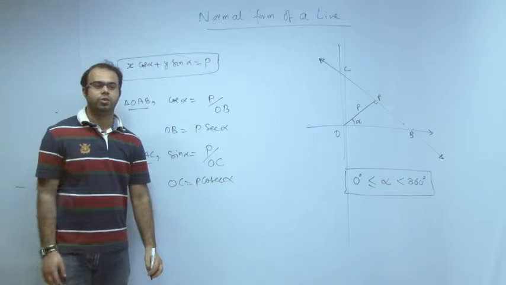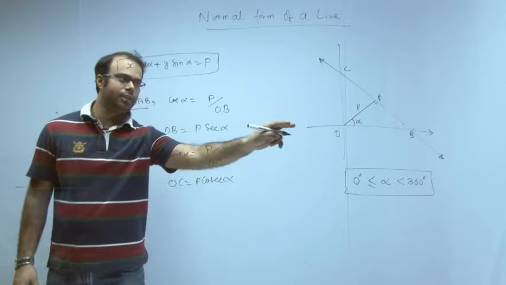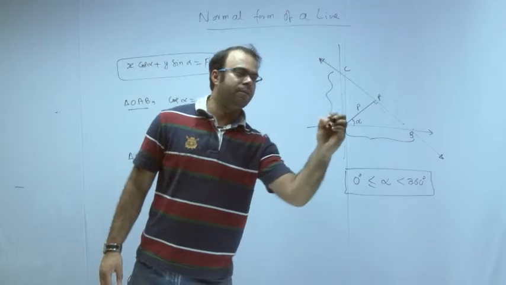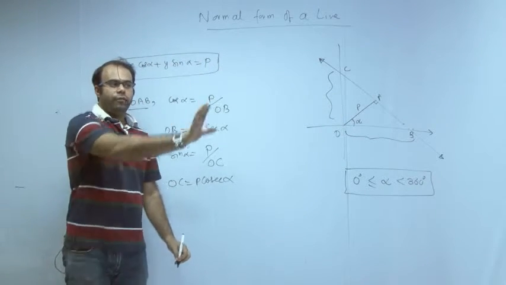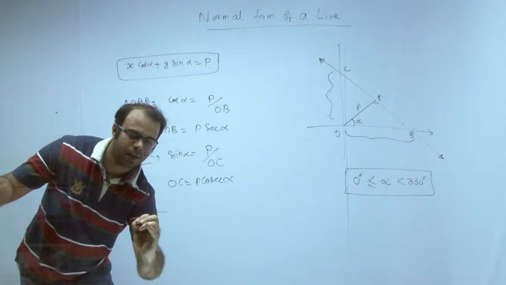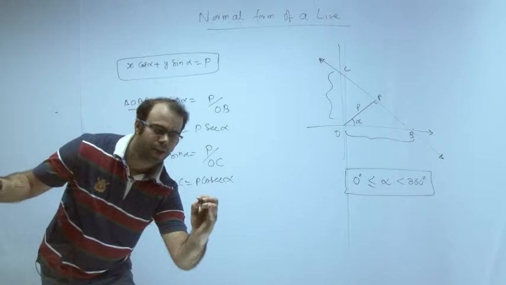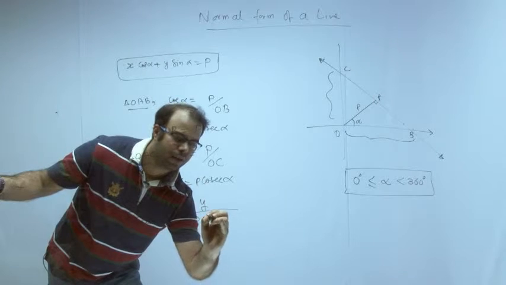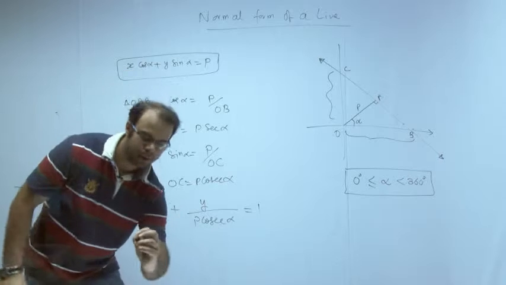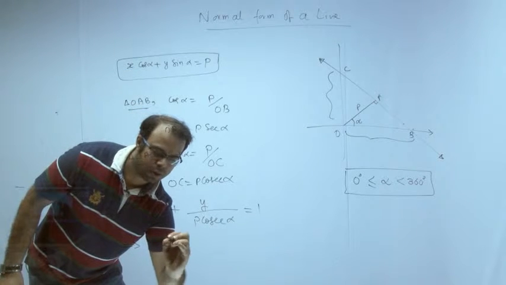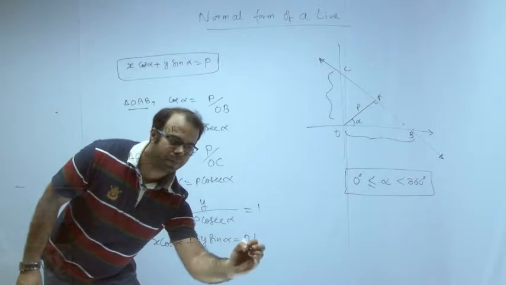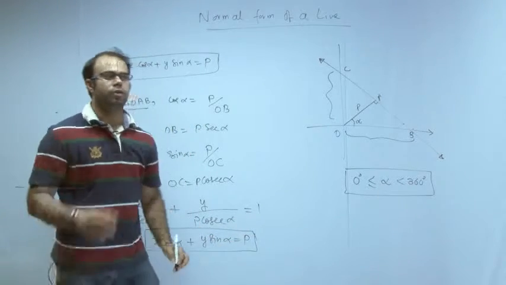This is OB and this is OC. OB is the x intercept of the line and OC is the y intercept of the line. Now you can find the equation of the line. That will become x by (p sec alpha) plus y by (p cosec alpha) equal to 1, and that comes out to be x cos alpha plus y sin alpha equal to p. So that is the equation of this line.